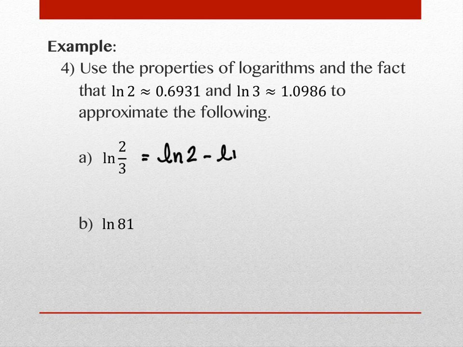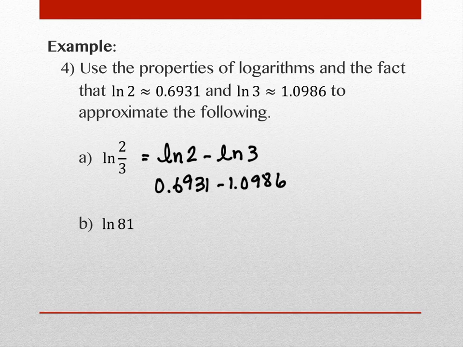ln of 2 minus the ln of 3. And the natural log of 2, they give you, it's 0.06931. And the natural log of 3 is given to you, it's 1.0986. Okay, and then you're going to let your calculator subtract it. I mean, you can subtract it if you want to on paper, but you can let your calculator do it too. So if you subtract these two, what do you get?